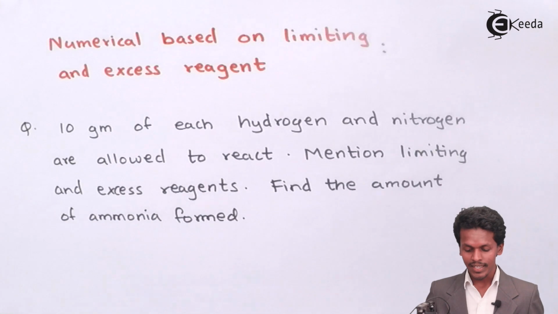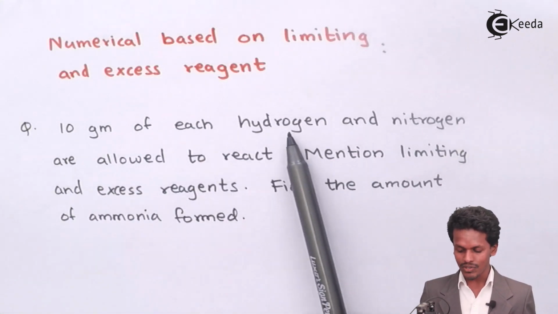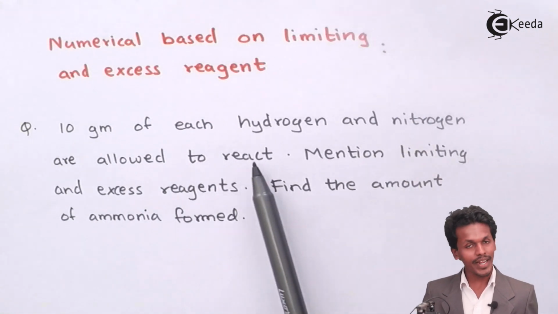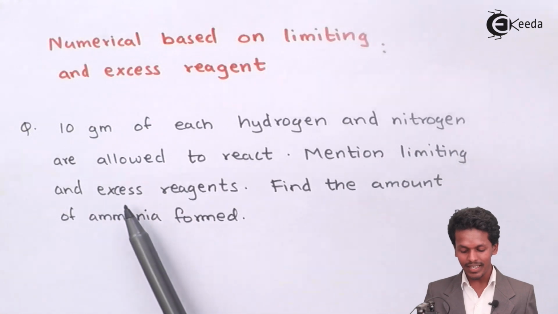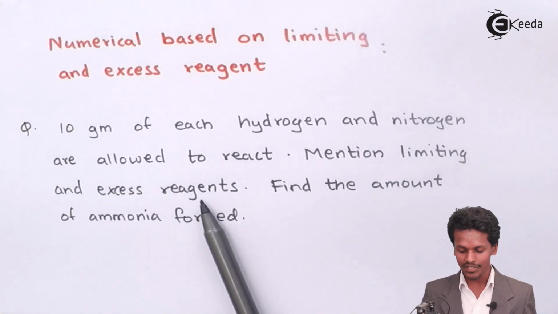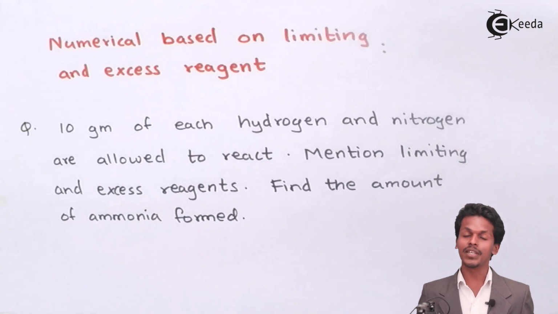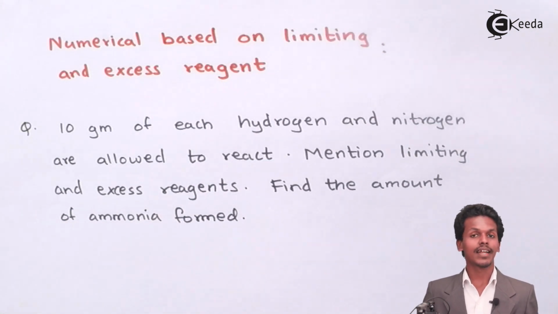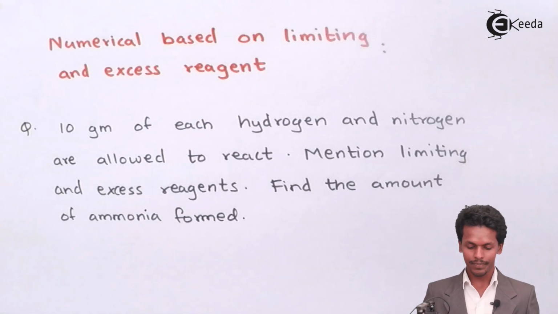They have provided 10 gram of each, hydrogen and nitrogen, which are allowed to react. So we have to mention what would be the limiting reagent and what would be the excess reagent, and we have to find out the amount of ammonia that has been formed. So let us see how we can analyze which one is the limiting reagent and which one is the excess reagent.